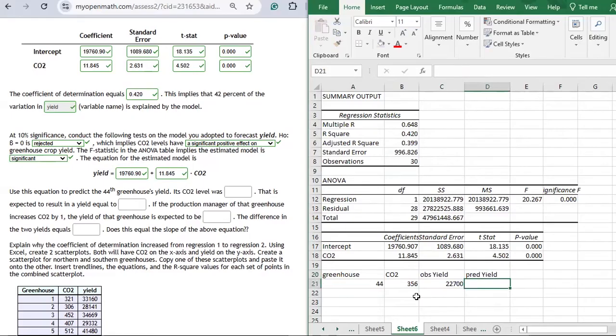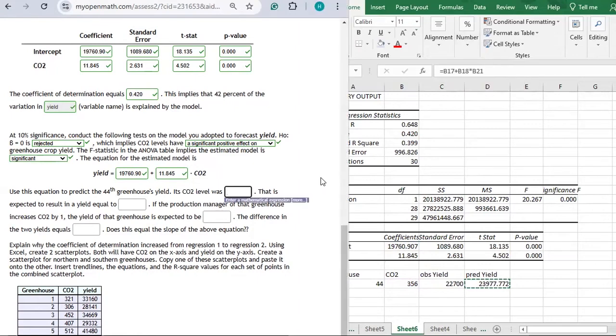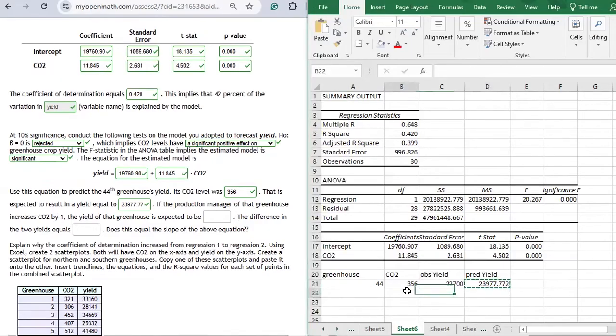To calculate the predicted yield, I take the intercept. I'm going to add to it the slope times the CO2 level that is in the 44th greenhouse. And that'll give me the predicted yield to 3 decimal places. Its CO2 level was 356. Now that is expected to result in a yield equal to what? That. If the production manager of that greenhouse increases CO2 by 1, what's going to happen? So what I'm going to do is type equal, then plus 1. So CO2 went from 356 to 357.